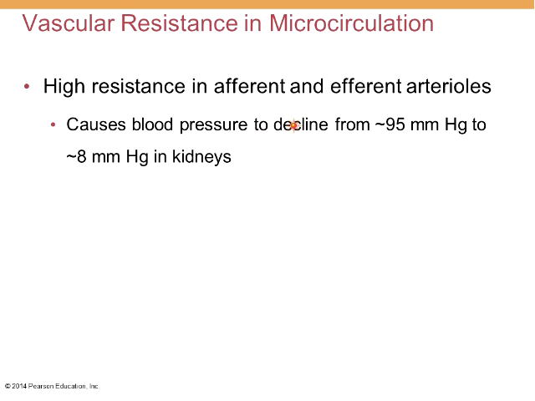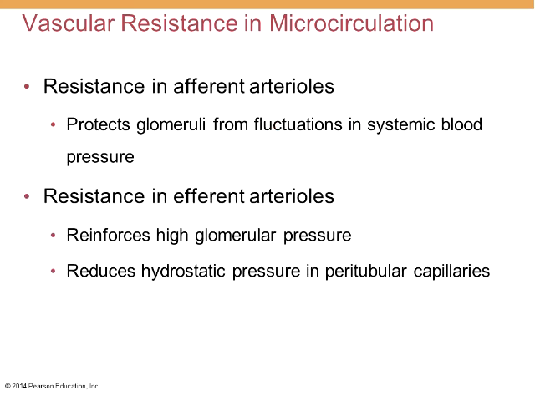Can you imagine what would happen if there were 95 millimeters of mercury in the capillaries of the kidneys? It would just blow up. So that would be a bad thing, obviously. Now, resistance to the afferent arterioles, the ones going into the glomeruli, protects the glomeruli, like I said, from fluctuations in the systemic blood pressure. And resistance to the efferent arterioles reinforces that high glomerular pressure.